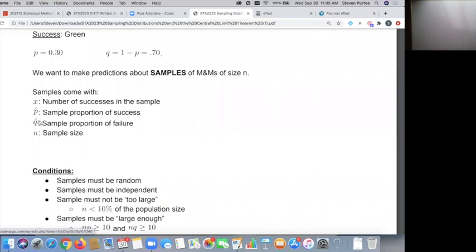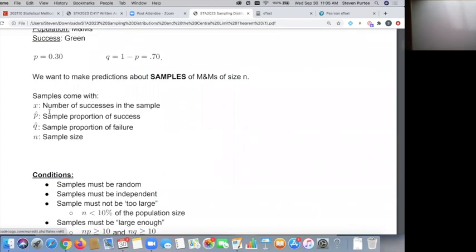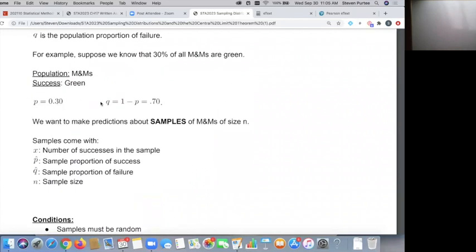Q hat is my sample proportion of failure. And N, as always, since day one of the class, is sample size. Okay, so hats mean sample. No hats, these guys mean we're talking about all M&Ms in the entire universe. You have a P hat, which is your bag of M&Ms success rate.